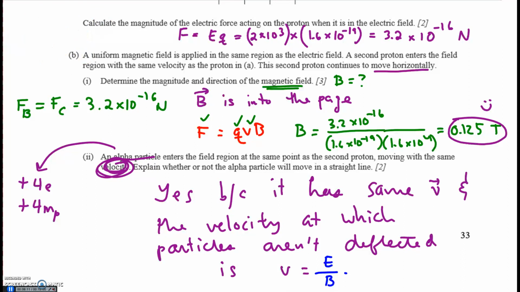We haven't changed the value of E. We haven't changed the value of B. So the selected velocity is the same.